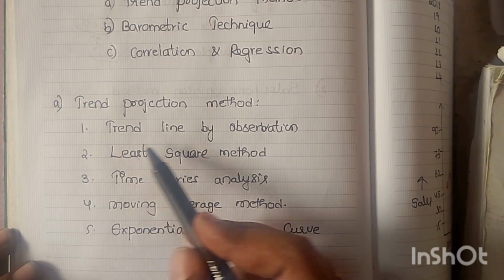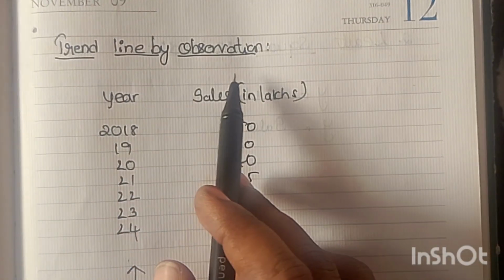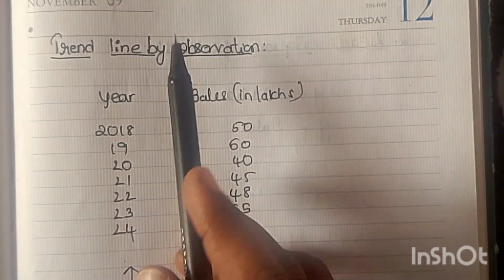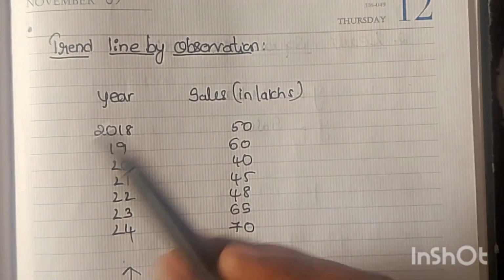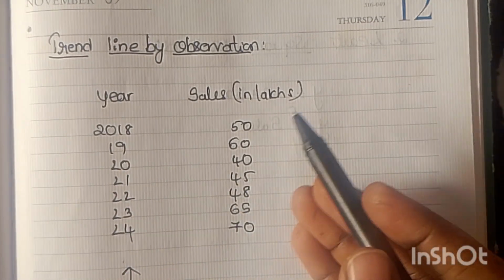First one is trend line by observation. First method is trend line by observation. So here, trend line. Okay, in this method we are analyzing and observing the past data.